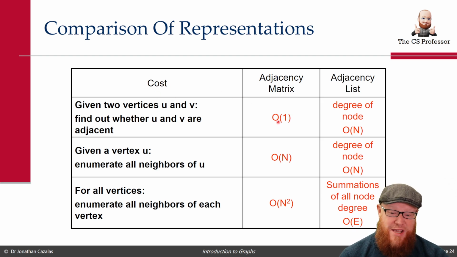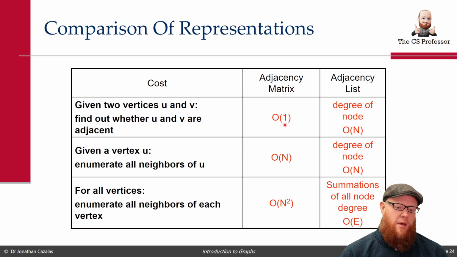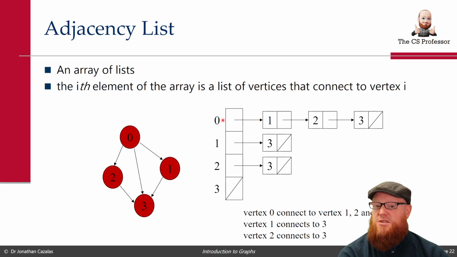Well, if you're using an adjacency matrix, that's O of 1, because you're just going to go to index U, index V. If it is non-zero, they're connected. But what about an adjacency list? How would you determine if two vertices are connected? Well, you'd have to go to index U of the array, and then you'd have to traverse over the linked list at index U. What is that linked list?